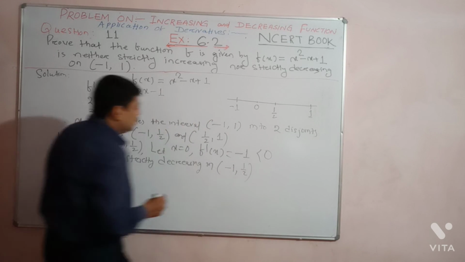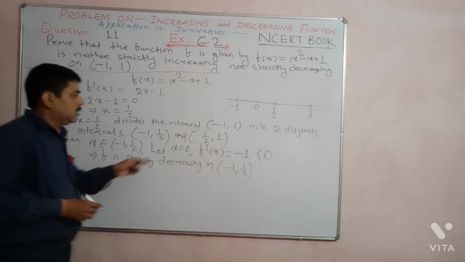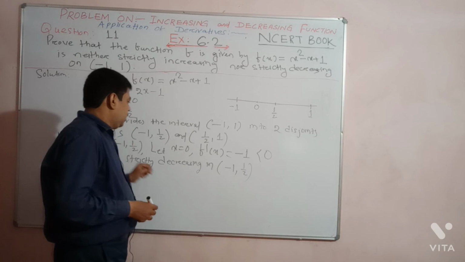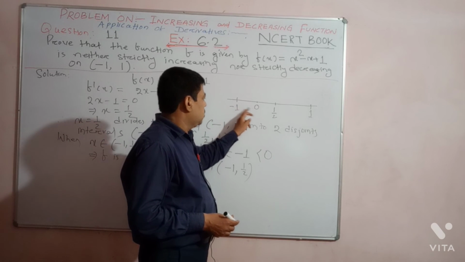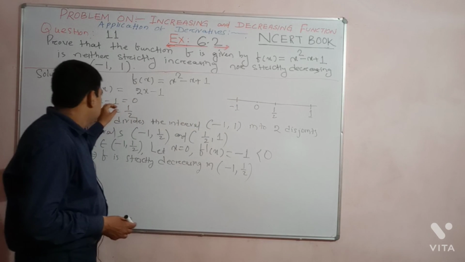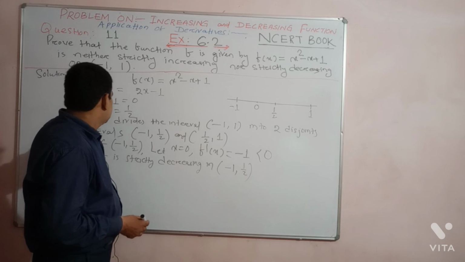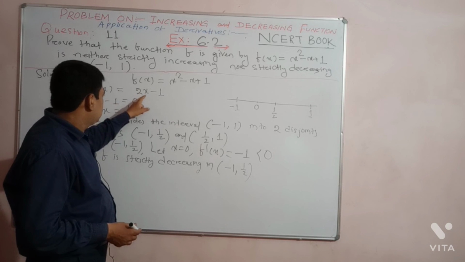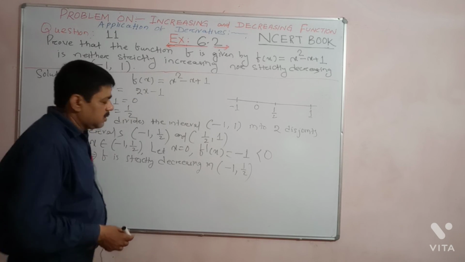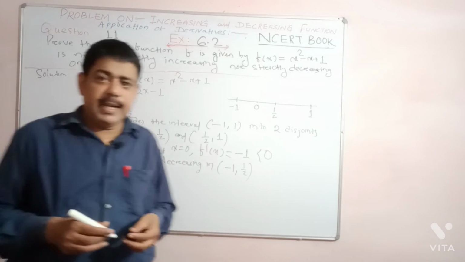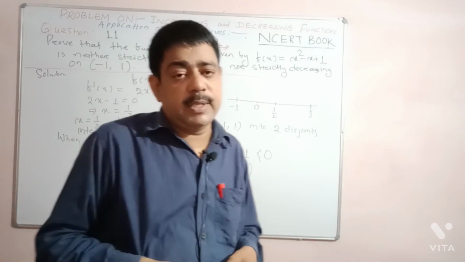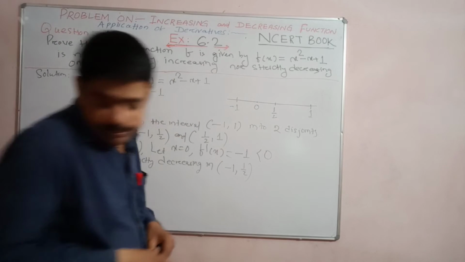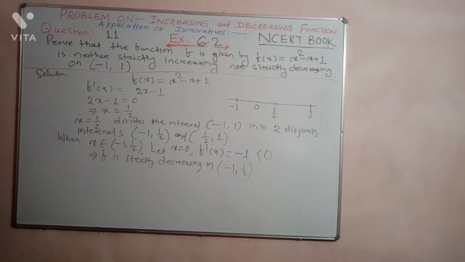Is it clear? Let us take any value in the interval (−1, 1/2). Let 0 lie between −1 and 1/2. Now put the value 0 in the given f'(x), the slope of the function, and 2 into 0 minus 1 becomes negative. It means the slope of the function is negative. If the slope is negative, the function is a decreasing function. All of you know. Is it clear? Similarly, come to the next interval.